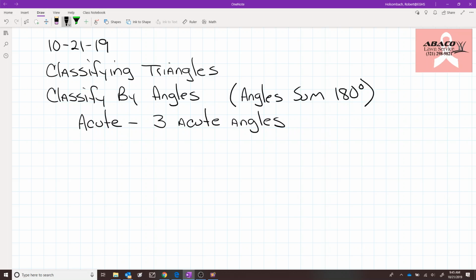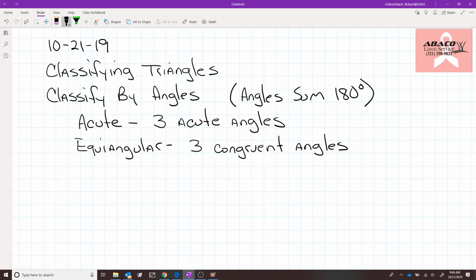Then you have what's called an equiangular triangle. In an equiangular triangle, equa basically means equal. Okay? You've got three congruent angles. Equiangular. All the angles are the same.